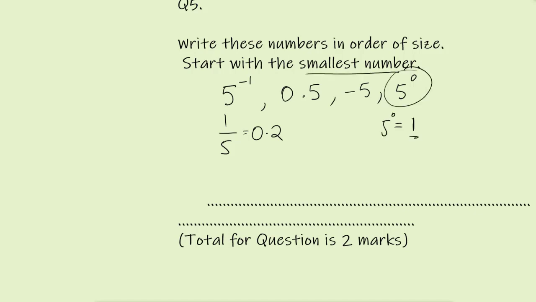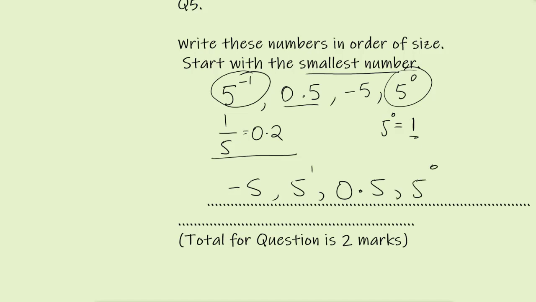Okay, so the smallest number here is going to be minus 5. And the rest of the numbers that we can see are positive. Then we have 0.2, and we write the original form, which is 5 to the power minus 1. Then we have 0.5, which is a decimal already. And finally 5 to the power of 0 is 1, so we're going to write it in the original form, which is 5 to the power of 0. And this is worth 2 marks.